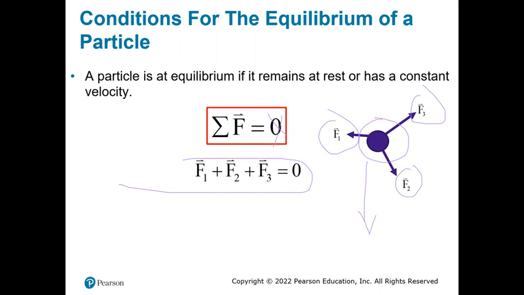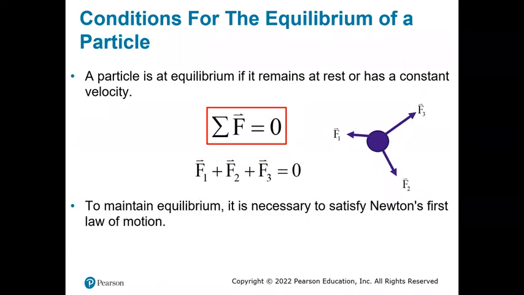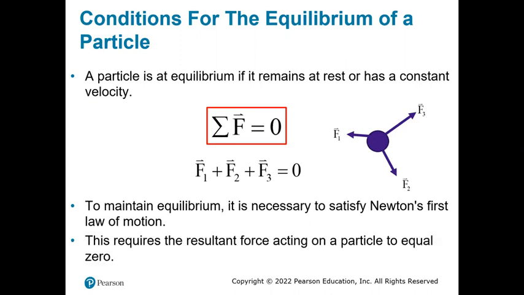We looked in the previous chapters at how to get the addition of forces in vector, Cartesian coordinate, or scalar form. So you should be able to get the addition of forces. To maintain equilibrium, it is always necessary to satisfy Newton's first law of motion, as we mentioned before. This requires the resultant force acting on any particle to be equal to 0. That's why the summation of all the forces, which is the resultant force, is going to be 0 for the particle to be in equilibrium. You should always remember that.